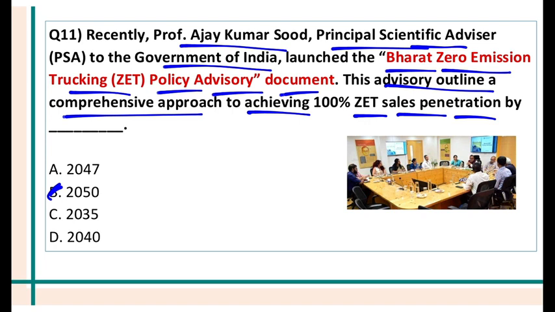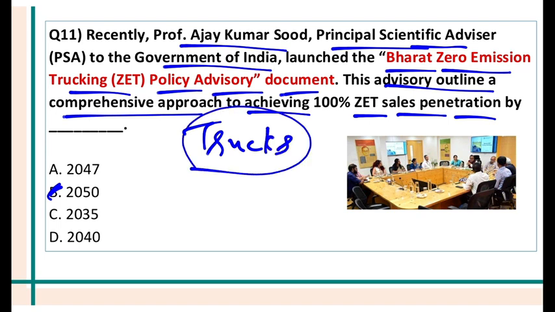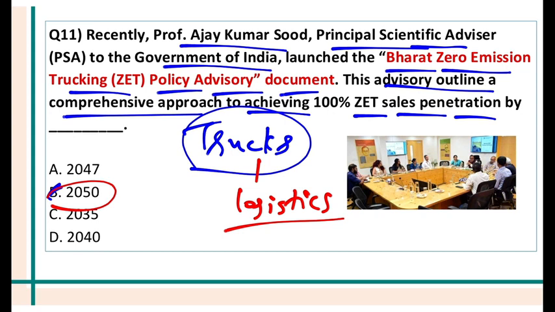So what is the meaning of trucking? First of all, simply trucks. Trucks are very important in India if we have to undergo cargo transportation or logistics. But we want trucks in India which are environment friendly, which have zero carbon emission. So the entire trucks in India, each and every truck in India should be having zero emission. This is a target till 2050, right? So Bharat Zero Emission Trucking Policy.